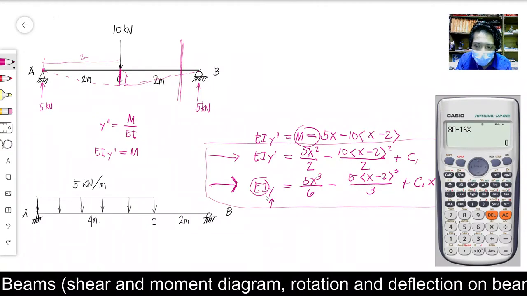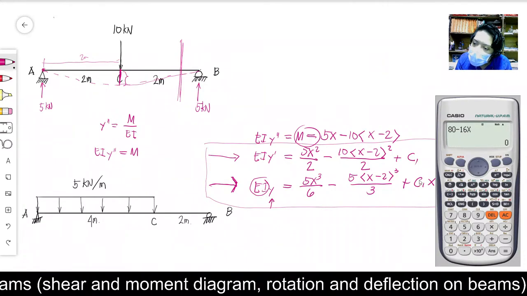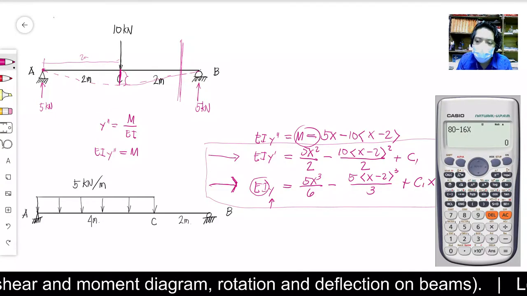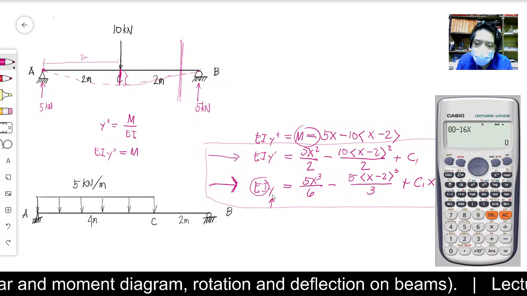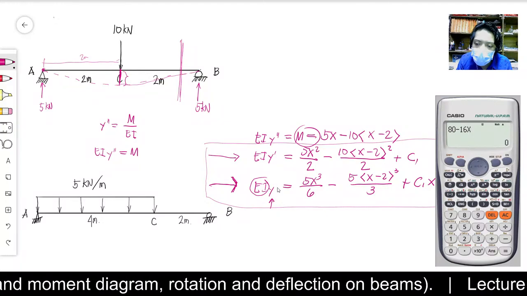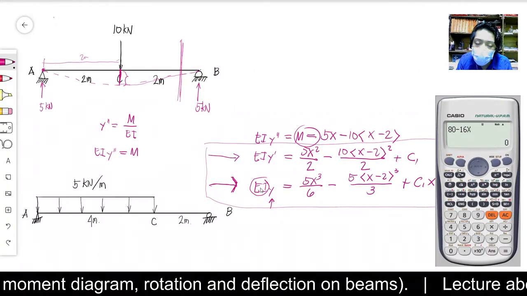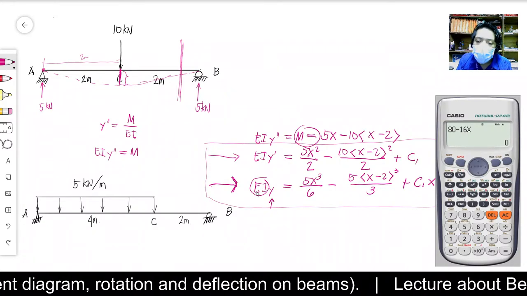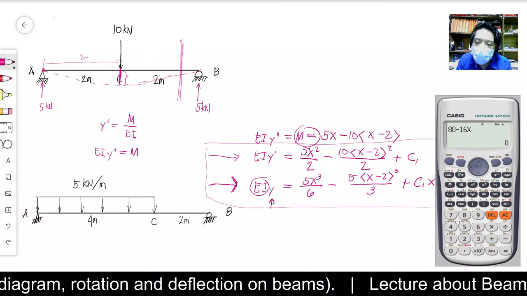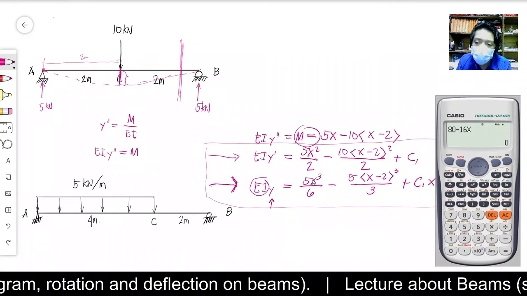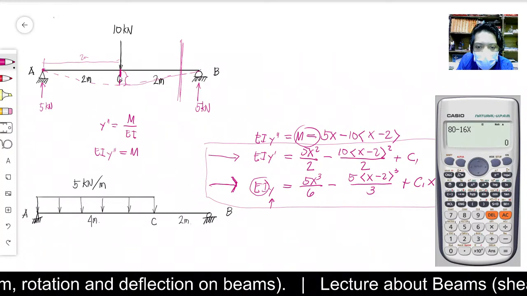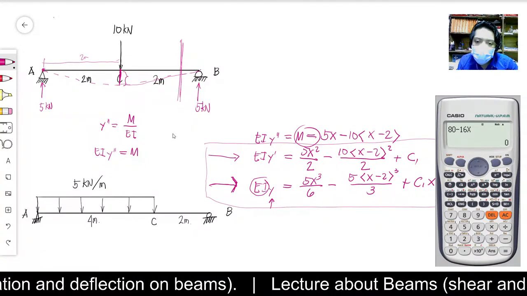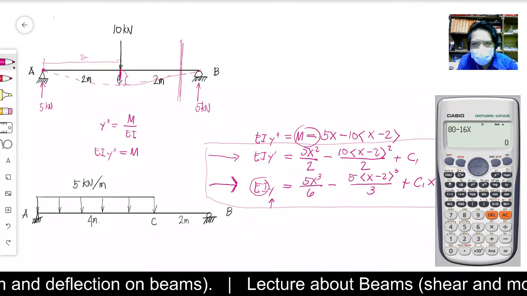Okay, not so fast, because we do not yet know the values of C1 and C2. To solve for y, never mind the EI because that is constant; usually it is given in the problem. To find the deflection Y, you need the value of X, which you can easily find because you know where the deflection is being asked. If I say find the deflection at point C, what is the value of X at point C?